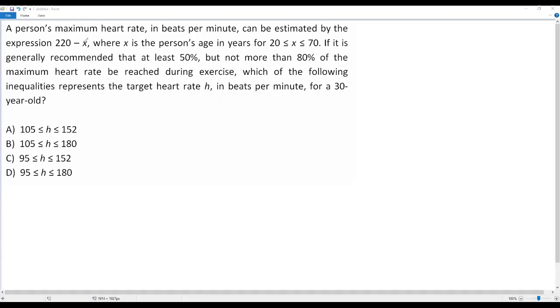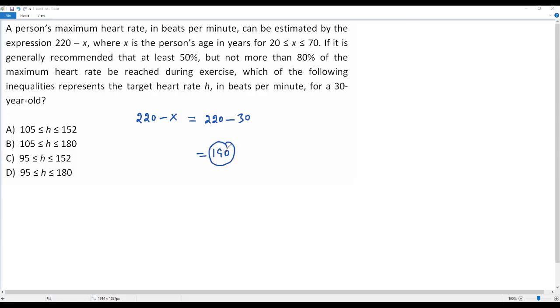30-year-old? In the given information, we have an expression, 220 minus x, and this expression can be used to find the estimated maximum heart rate for a person who is x years old. That is, in this expression, x represents the person's age in years. Now let me take this expression as it is, 220 minus x. According to the question, we have to find the heart rate for a 30-year-old. Since the age of the person is given, that is 30 years, we can plug in 30 for x. When I do so, I am getting 220 minus 30, which is 190. For a 30-year-old, the estimated maximum heart rate is 190.